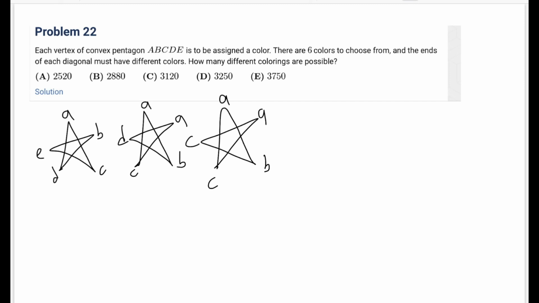And obviously we can't have an A, B, B, C, C, right? This should be a B. It doesn't matter anyway. But how many different colorings are possible? So for this one, it's labeled A, B, C, D, E, right? So this is just 5 factorial ways.